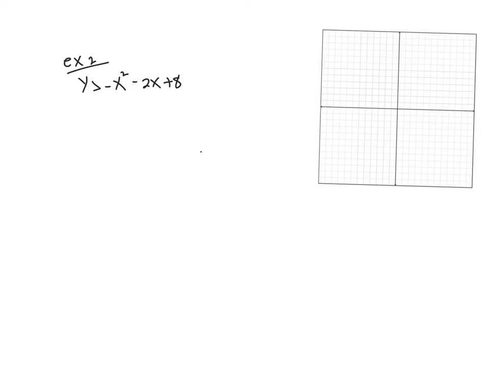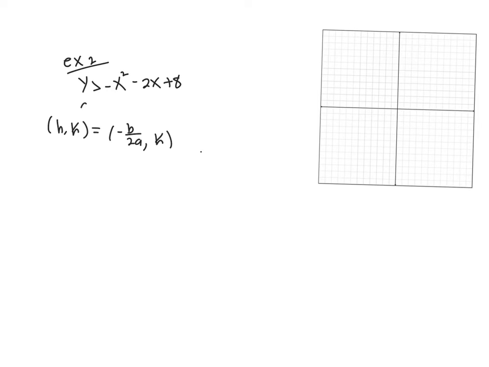For example 2, we're going to do it a different way, but it's still going to work out the same. We're still going to get the same vertex and the same points along the parabola. So I'm going to find my vertex. My vertex is going to come from that same HK, where my H is negative B over 2A, and then we can find K by putting the H value into the original equation.